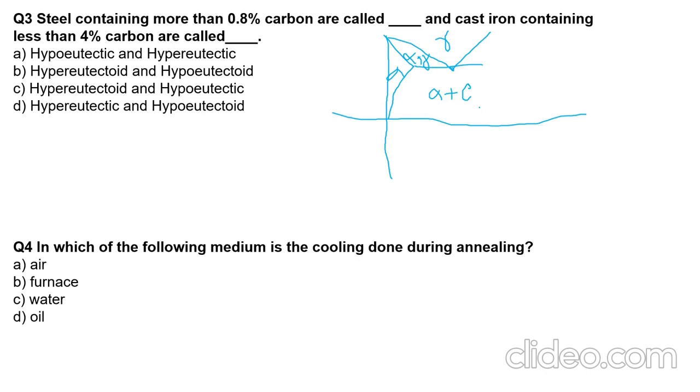So you have to tell what the point is. If it is more than 0.8% carbon, obviously you know your eutectoid point lies around 0.76 percent carbon, but it is greater than 0.76, so it is 0.8%. It is somewhere here in this region, which is actually gamma plus cementite. So you have to tell what it is called. Is it hypoeutectic, hypoeutectoid, hypereutectoid, or hypereutectic?